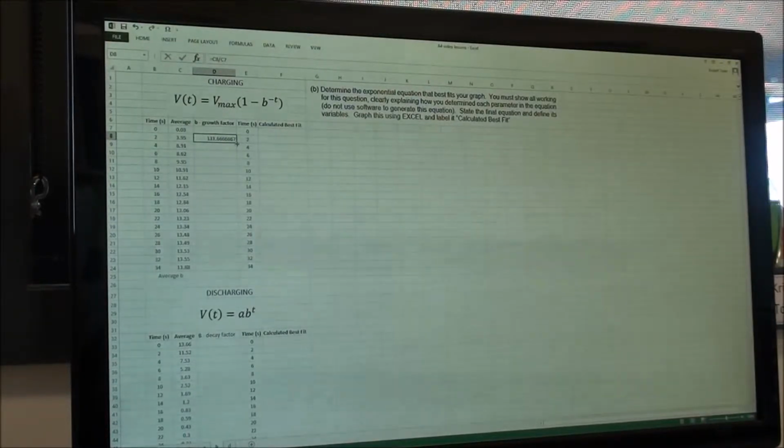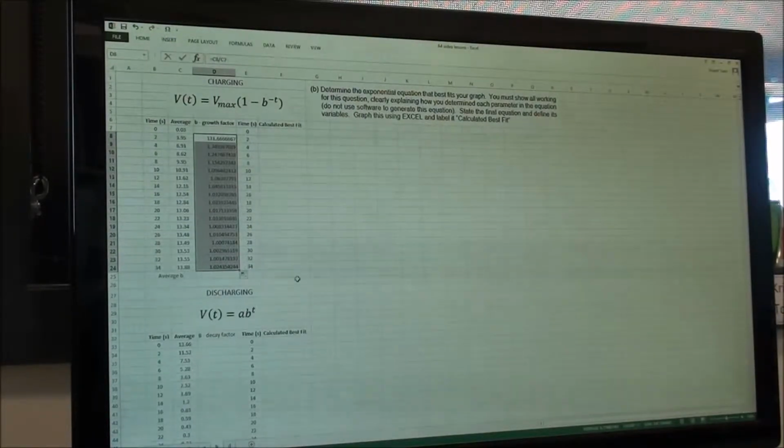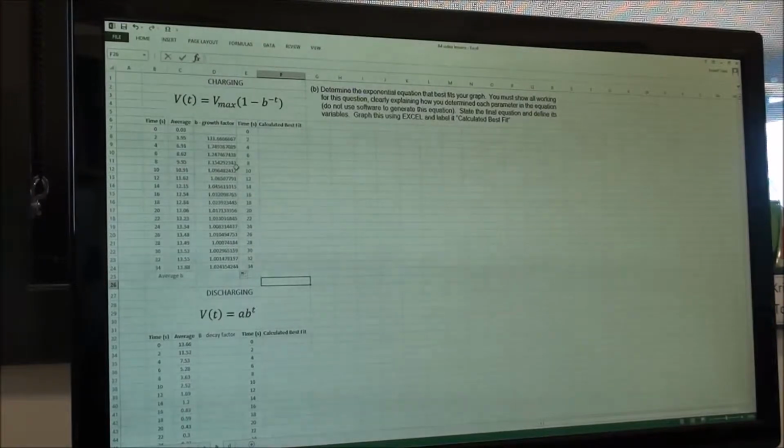Once again, I roll over this little green box and drag it down. That gives me all my growth factors. You notice I start off with a growth factor of 131, and by the end I have a growth factor of 1.024. So that's a great range of growth factors.